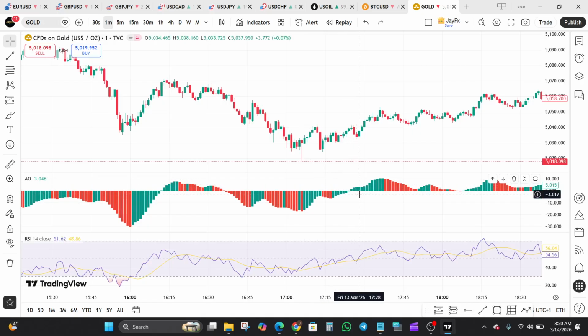All right, you will also notice that when the bars are green, it shows bullish momentum. When the bars are red, it shows bearish momentum. Okay, so red bars appearing above the zero level might just be a pullback. Blue bars appearing below the zero level might just be pullbacks as well.